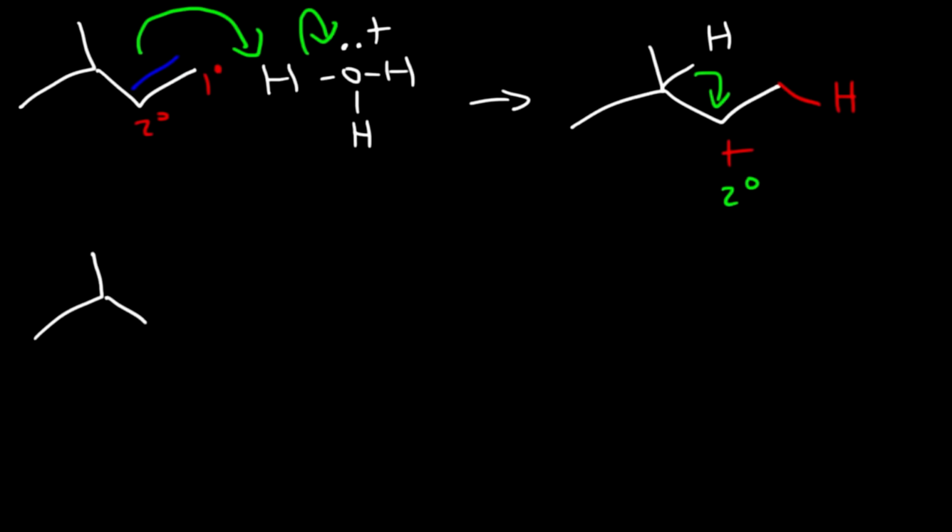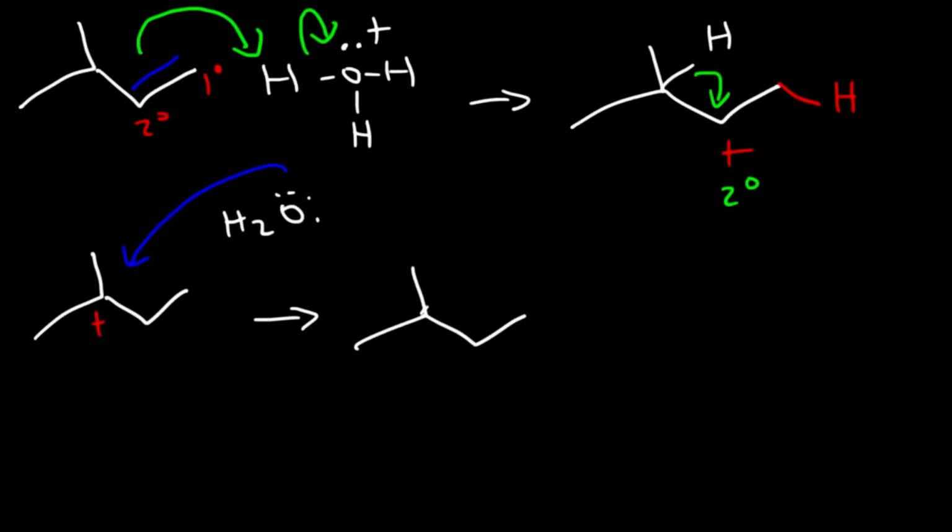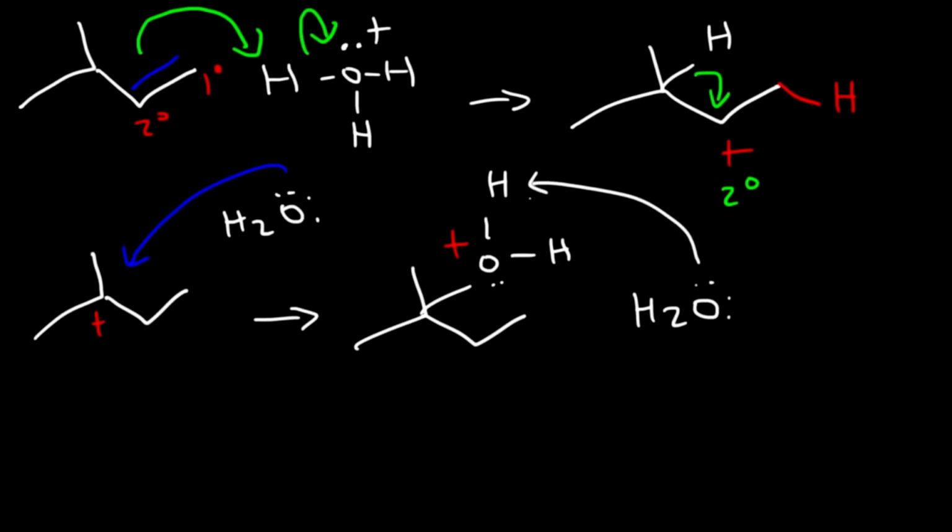And so now what we have is a tertiary carbocation, and at this point, water is going to react with it. So now oxygen has the positive charge. Anytime oxygen has 3 bonds, it's going to have a plus charge. Now what we need to do is use another water molecule to get rid of one of these hydrogen atoms. So the final answer is this particular alcohol, 2-methyl-2-butanol.